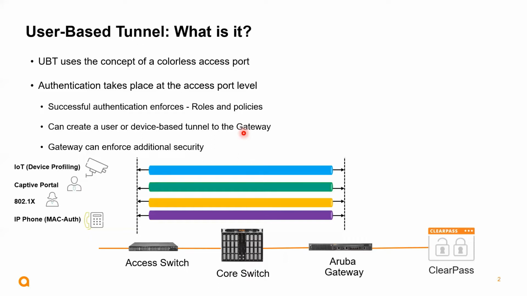Once these end clients have been successfully authenticated, we can enforce policies and rules. These rules will create a tunnel to the gateway. And once this tunnel has been formed, all the traffic from this user or device will be sent to the gateway for further processing, like it can have additional security capabilities and deep packet inspection.